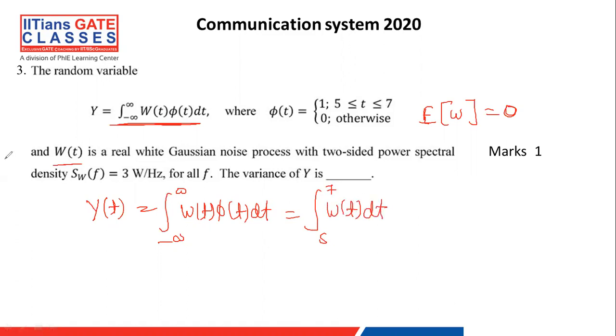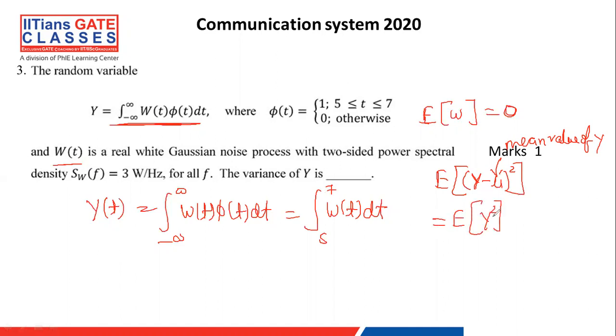the integral from 5 to 7 of w(t) dt. Okay, now we need to find out what is the variance of y. So variance is given as the expected value of (y minus mu) squared, where mu is the mean value of y. But here we know that the mean value of w is 0, so for y also it will be 0. So we will simply write it as the expected value of y squared.